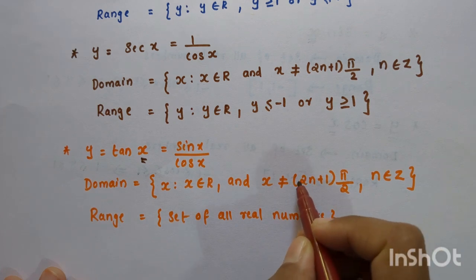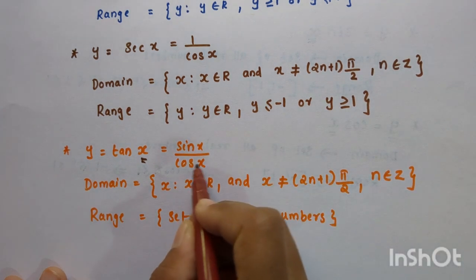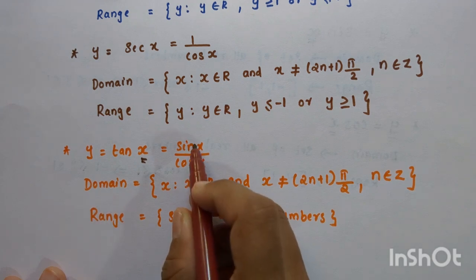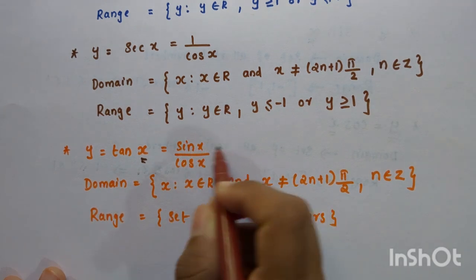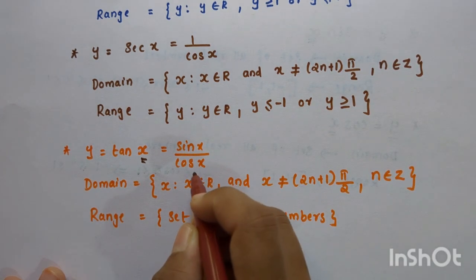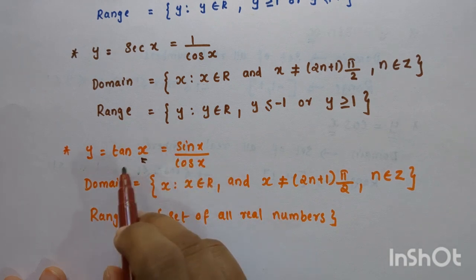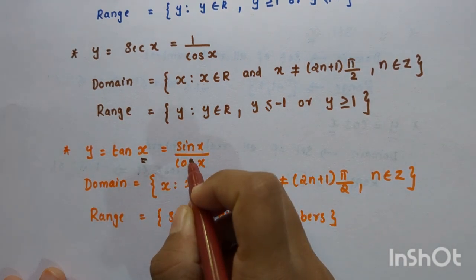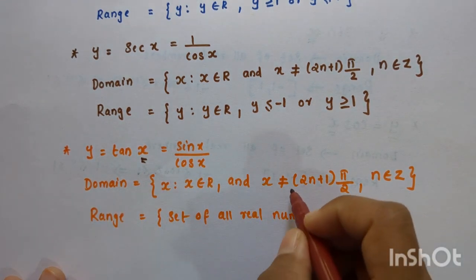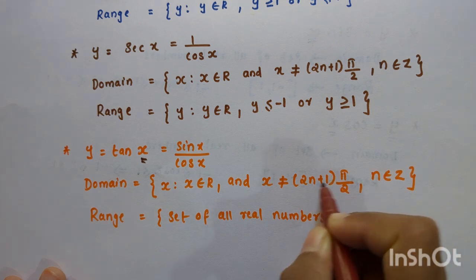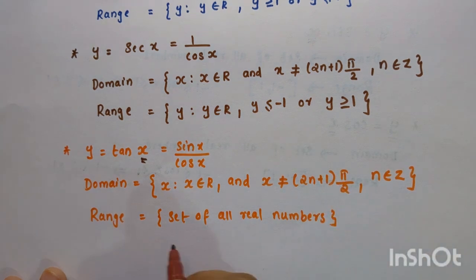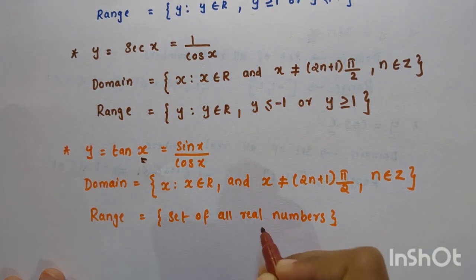Because when x is equal to (2n plus 1) into pi by 2, cos of (2n plus 1) into pi by 2 becomes 0. So this is like sin x divided by 0. Any value divided by 0 is not defined, or it should be taken as infinity. That is why we are saying that x should not be equal to (2n plus 1) into pi by 2. Then the range is the set of all real numbers. Range of y is equal to tan x function is the set of all real numbers.